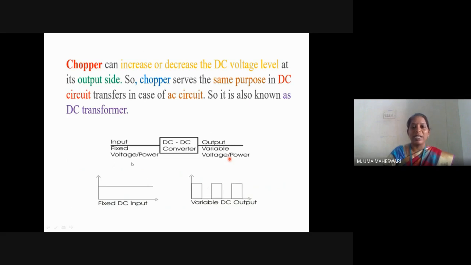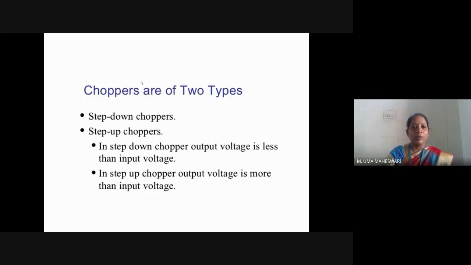Here you can see the fixed DC input is converted into variable DC output. So this is the general diagram representation where input is fixed and which is given to a DC-DC converter, and the output voltage is variable. Now, as I already told you, the types of chopper are represented in this slide. It is step down chopper and step up chopper. In case of step down chopper, the output voltage is lesser than the input voltage, whereas in case of step up chopper, the output voltage is more than the input voltage.